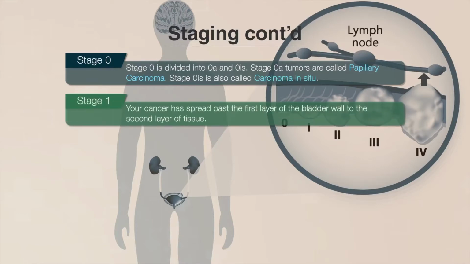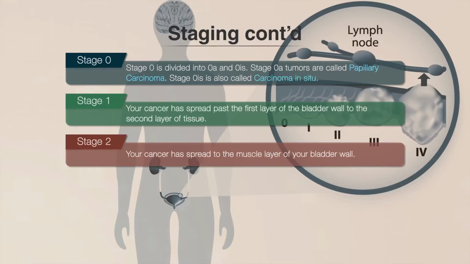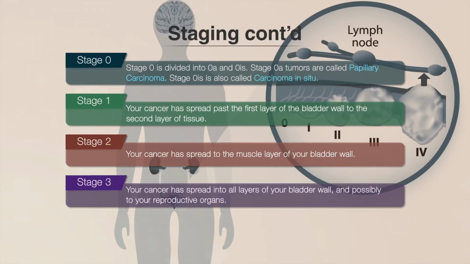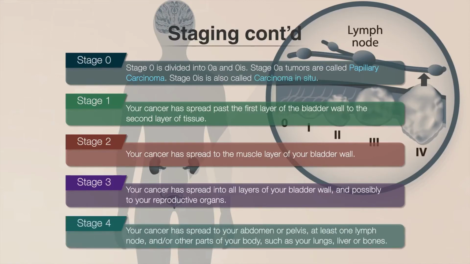In stage 1, your cancer has spread past the first layer of the bladder wall to the second layer of tissue. In stage 2, your cancer has spread to the muscle layer of your bladder wall. In stage 3, your cancer has spread into all layers of your bladder wall and possibly to your reproductive organs. And in stage 4, your cancer has spread to your abdomen or pelvis, at least one lymph node, and/or other parts of your body, such as your lungs, liver, or bones.